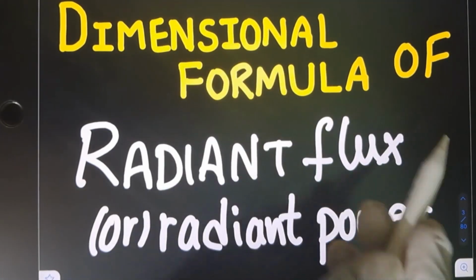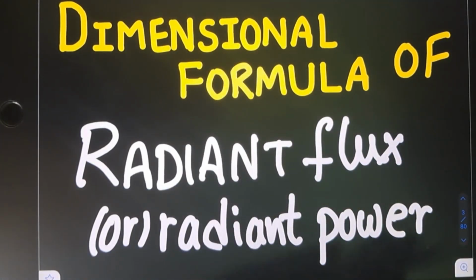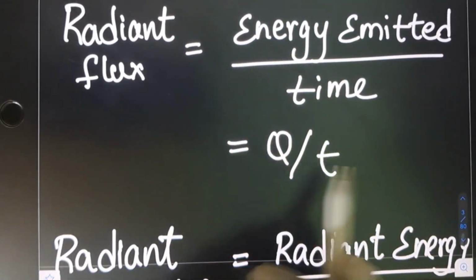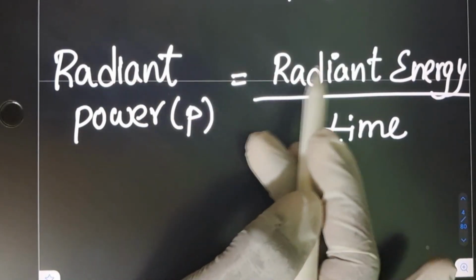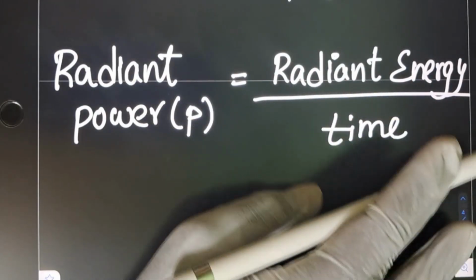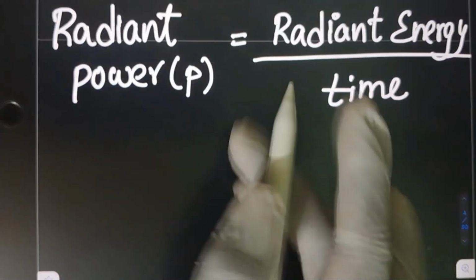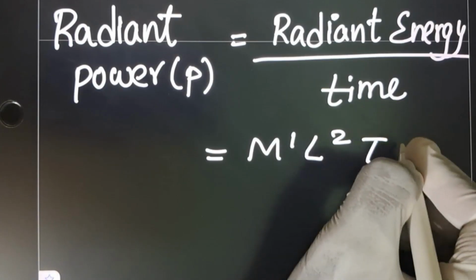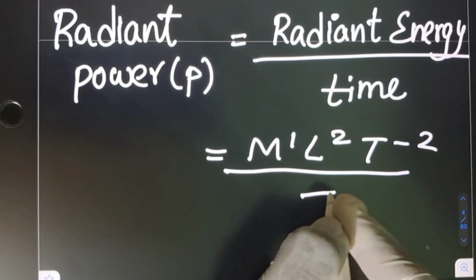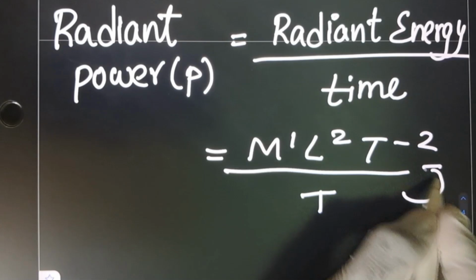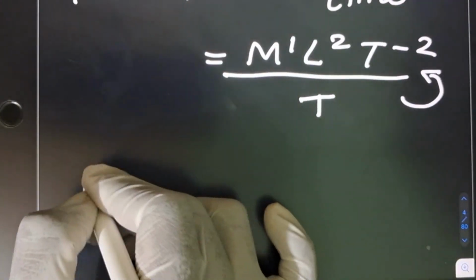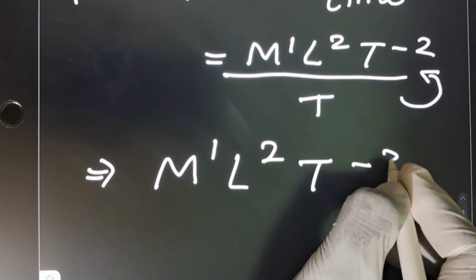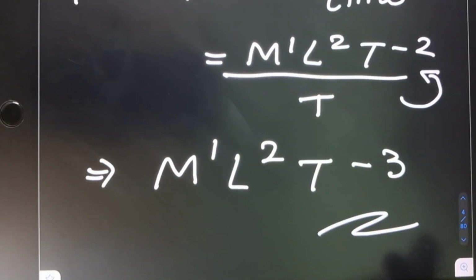To find the dimensional formula of radiant flux or radiant power, denoted by the letter P. Radiant flux is equal to energy emitted by time, Q by T, where radiant power P is radiant energy by time. So we must know the dimensional formula of energy first. It is M¹ L² T⁻² by time T. On reciprocal of time T, we get M¹ L² T⁻³. This is the radiant flux or radiant power dimensional formula.